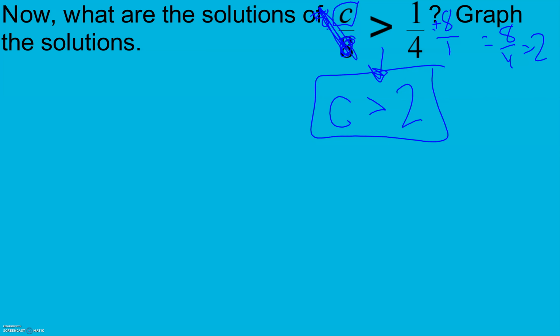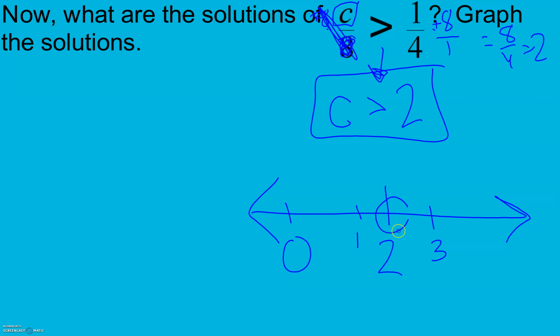If we plug it in, I get 1/4 equals 1/4. So I know my boundary point is right. Now, put our boundary point on there, the next number on each side, and 0. We keep it open because I don't have a little equal to there.